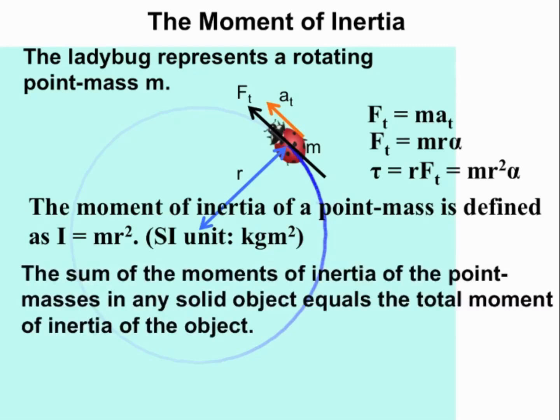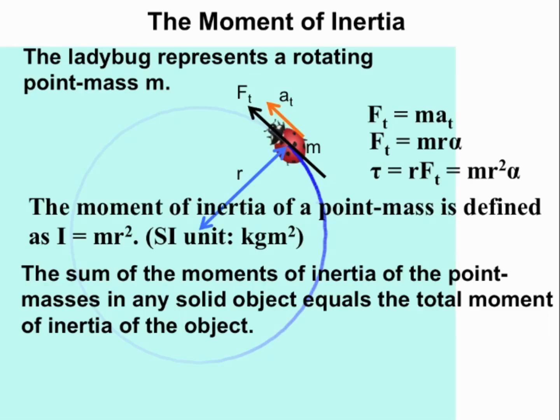So here's the key to understanding moment of inertia, and it's based on the last slide. The sum of the moments of inertia of the point masses in any solid object equals the total moment of inertia of the object. If you go back to that cylinder filled with dots, you can picture it, right? The moment of inertia of all those dots, added together, is going to equal the total moment of inertia of that solid cylinder. So it's still based on that simple concept of the whole being the sum of its parts. The sum of the moments of inertia of the point masses in any solid object equals the total moment of inertia of the object.